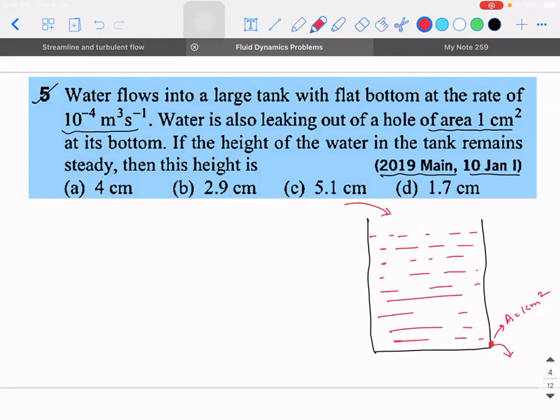They are trying to say that the height of this column is a constant. They are saying H is constant. If the height of the water in the tank remains constant, then we need to find what this height is. How to proceed? Tell me. So what is the logic you are getting? When can this be the same? Logically, when can this height remain the same?